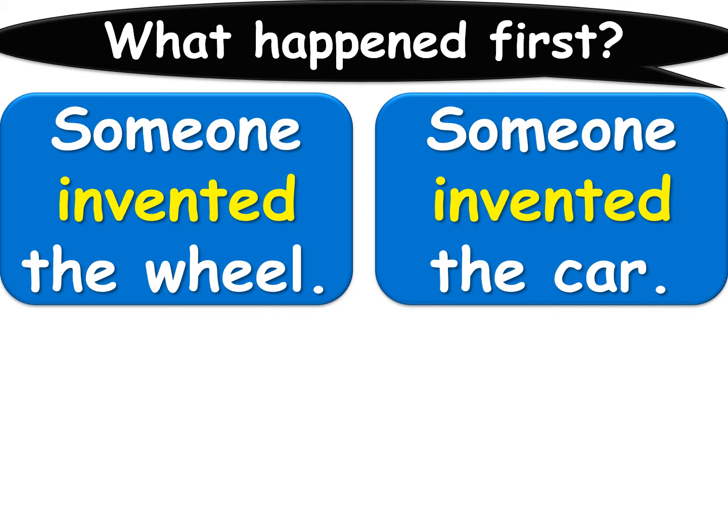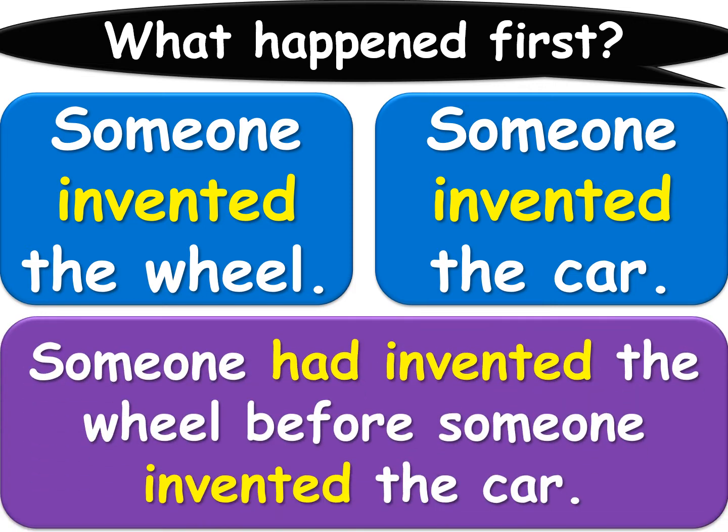So which one of these happened first? Someone invented the wheel, someone invented the car. Now if we put these sentences together, one of them will get the past perfect, one of them will get the simple past. So the thing that happened first was someone invented the wheel, right? So the sentence would look like this. Someone had invented the wheel before someone invented the car. So the action that happened first, we're using past perfect. Had invented. Past perfect is just had plus the PPV, or the past participle verb.